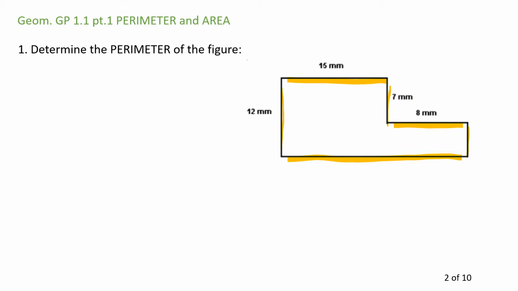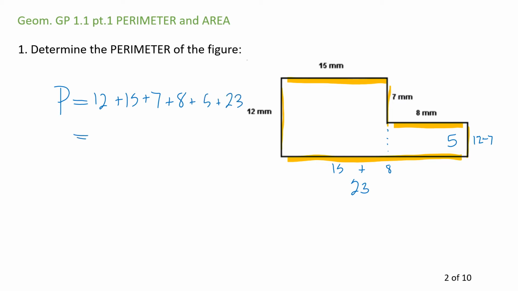If this is 12 millimeters and this is 7, this must be 12 minus 7. This is 5. Furthermore, this one down here is 15 plus 8. 15 plus 8, I believe, is 23. So the perimeter is 12 plus 15 plus 7 plus 8 plus 5 plus 23. Perimeter is 70. All you do basically is add up your sides.